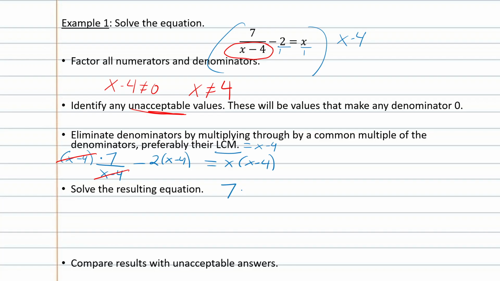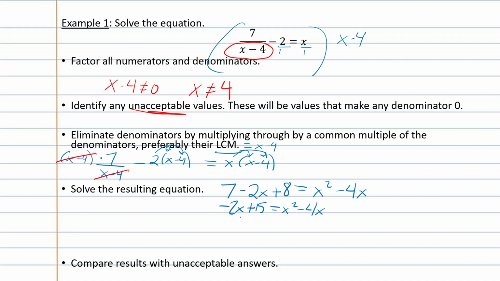So I'm going to go ahead and start simplifying. I have 7 minus 2x plus 8, because all I did was distribute the negative 2 here. And then I'll distribute the x, equals x squared, and then x times negative 4 will be minus 4x. Now I need to get everything on one side. I'm going to wind up taking everything to the right hand side. Before I do that, I'm going to simplify a little bit more on the left hand side. 7 plus 8 will give me 15. So the left hand side will simplify down to negative 2x plus 15 equals x squared minus 4x.